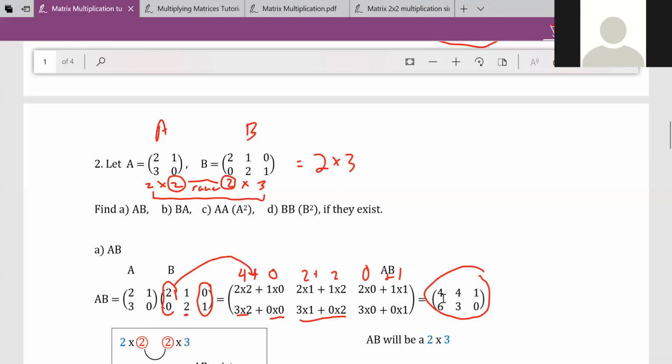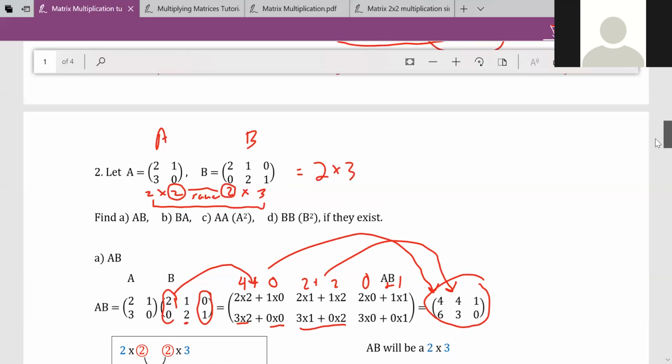Okay, so how do they get this 4? 4 plus 0. That's how they get that number right there. How do they get this 4? This is the middle one, 2 times 2. That's how they get that number right there. And the last one is 0 plus 1. There's the 1. Same thing down below.